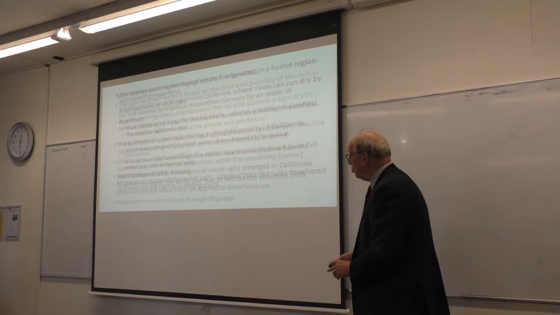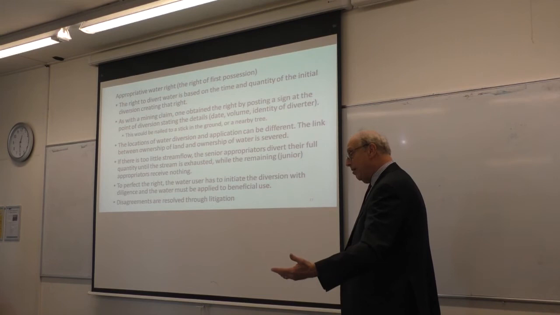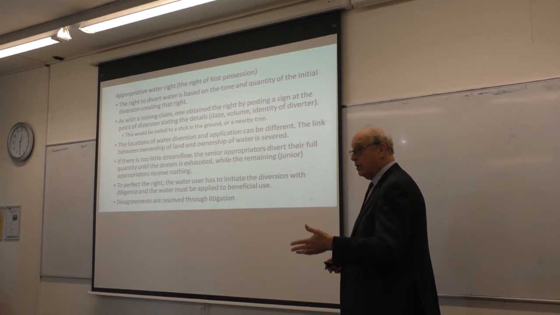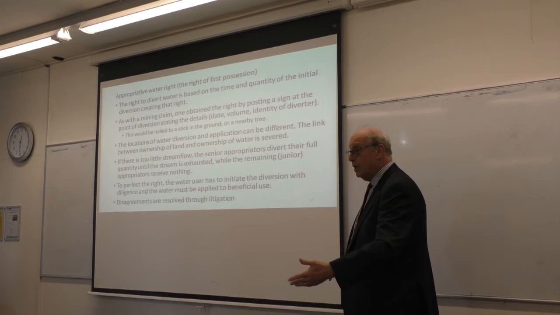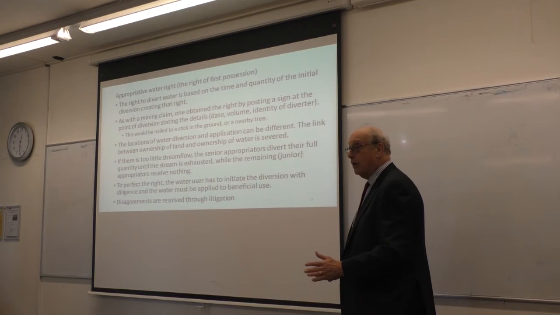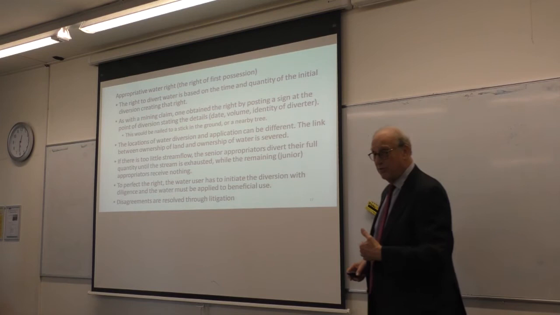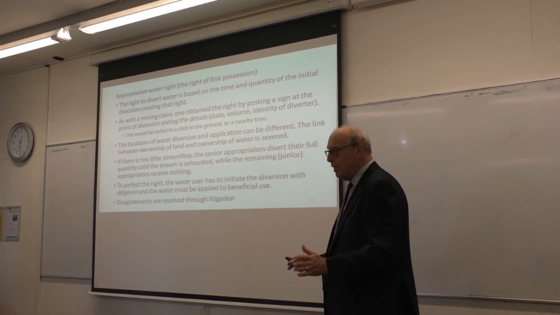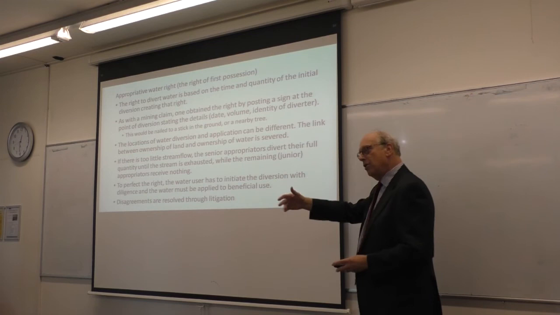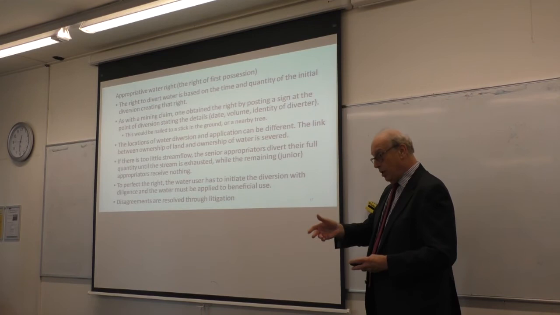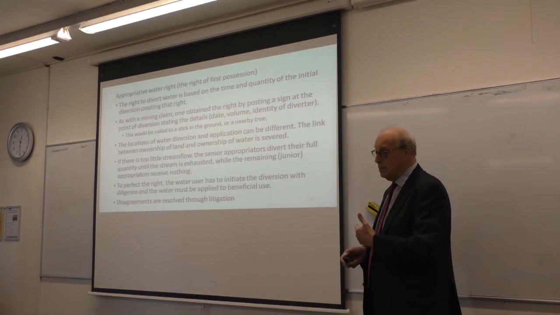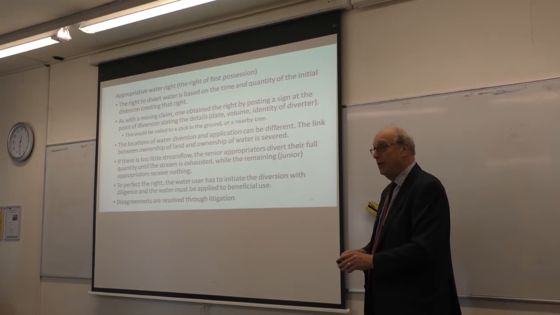And the appropriative right is a right of first possession. By taking water, you get a right. The date at which you start taking water determines your seniority. If there's not enough water for everybody, those with senior rights take their full amount, and when you run out of water, those with junior rights are completely cut off. It's a completely unequal system of sharing. It's first come, first served. And with variable stream flow, the more junior people get completely cut off. To perfect the right, you have to start diverting, and you have to then prove how much water you've diverted. Then you have a right. And any disagreements are resolved through litigation between whoever wants to disagree with whomever else.